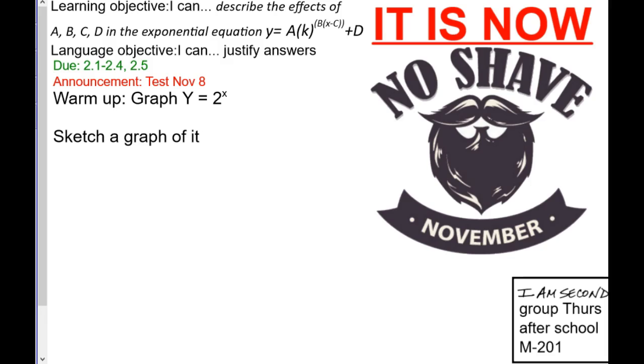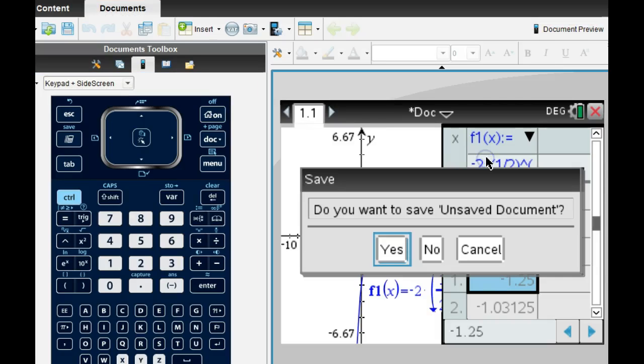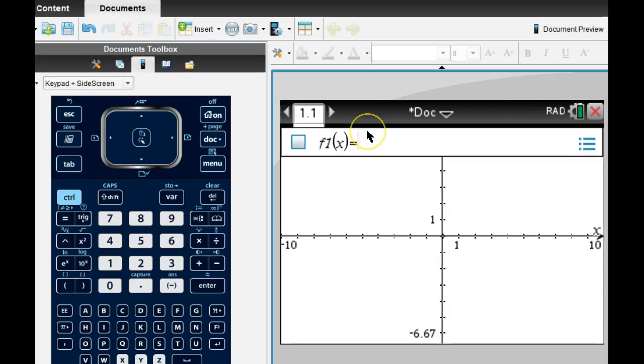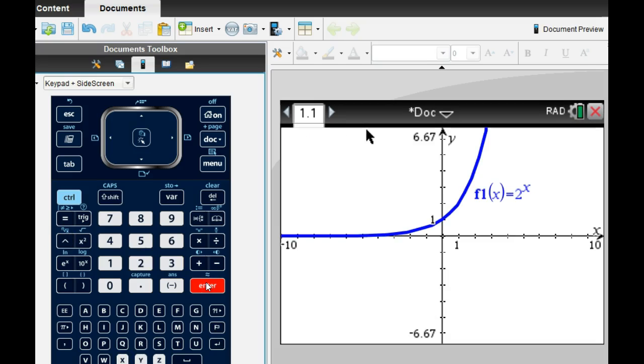All right. Now, we're supposed to do what? Graph y equals 2 to the x power. So let's do that. Press on, new document, don't save. Graph y equals 2 to the power of x. Hit enter. Now, this should look familiar from 1.2. We've done exponential before. Okay?